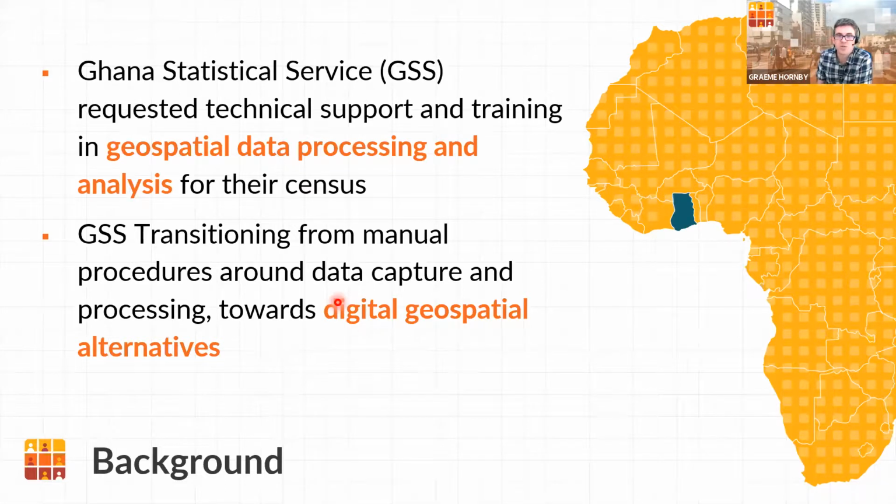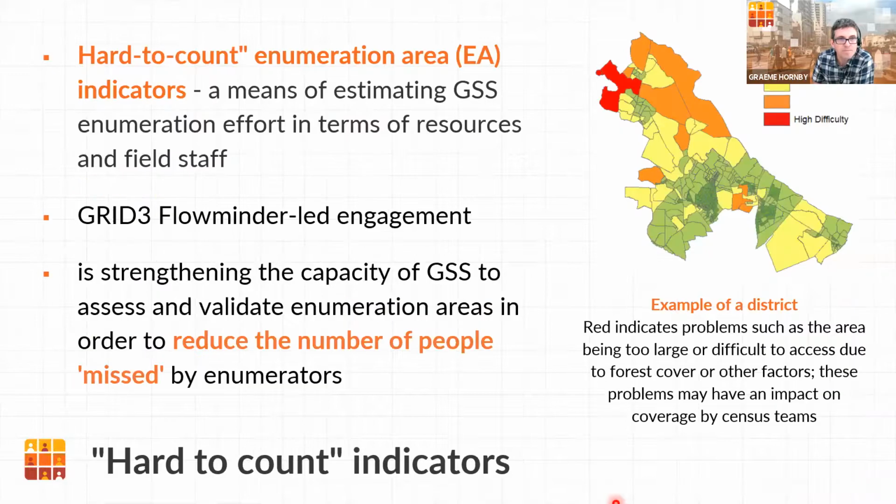But I wanted to focus on just one, which is known variously, but normally as the hard to count indicator tools. Hard to count enumeration area indicators is a means of estimating, for GSS, the enumeration effort that might be required from their field staff, essentially.